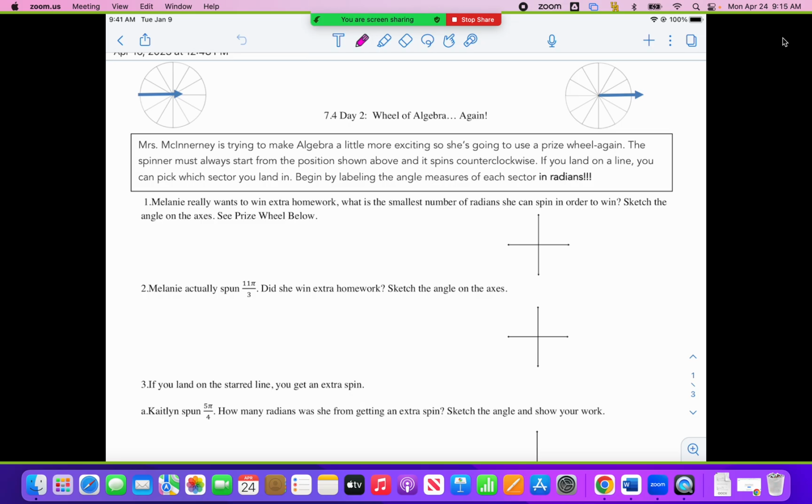The spinner must always start there and spin counterclockwise. If you land on a line, you can pick which sector you land in. Begin by labeling the angle measures of each sector in radians. So if you scroll down, do you see the prize wheel?